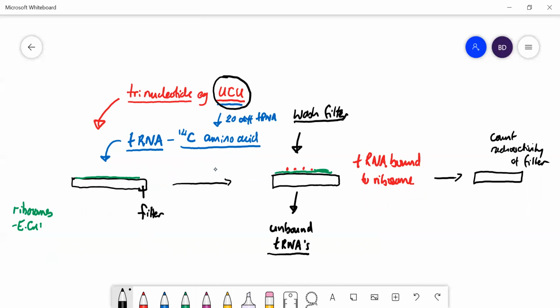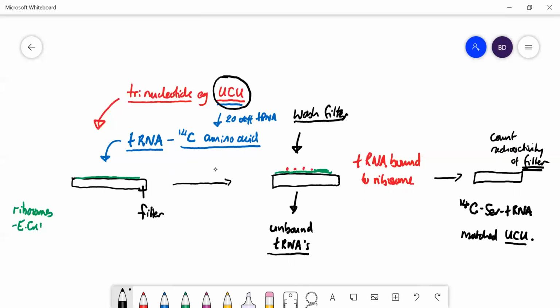Then they count the radioactivity on the filter, and 19 out of 20 times there would be no radioactivity there. But for the case of the UCU one, which actually codes for serine, you would find that when you added 14C labeled serine attached to its transfer RNA molecule, there was radioactivity on the filter, and that shows that it matched to the codon UCU.